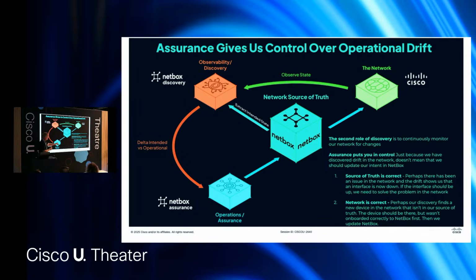But then the other scenario is that the network is correct. Perhaps actually we did mean to deploy some new switches and they've now appeared in the Catalyst Center controller. So we want to update NetBox to reflect that new intended state. This is when NetBox assurance gives you the control over those two different scenarios.